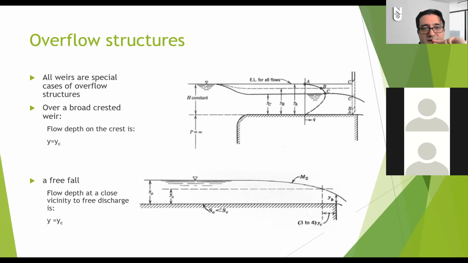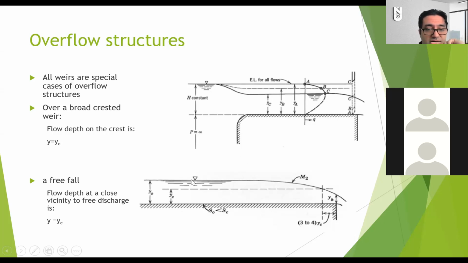It is the critical depth if it experiences a fall after the crest. If it experiences a fall after the crest, you are going to see that it is going to be the critical depth. I will explain it. Anyway, in the next slide, I'm going to open the specific energy graph, and I will explain why this is happening in that way.